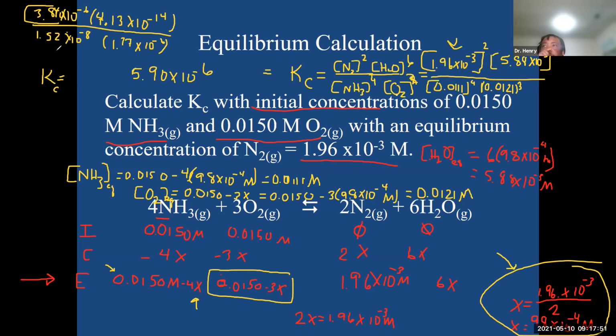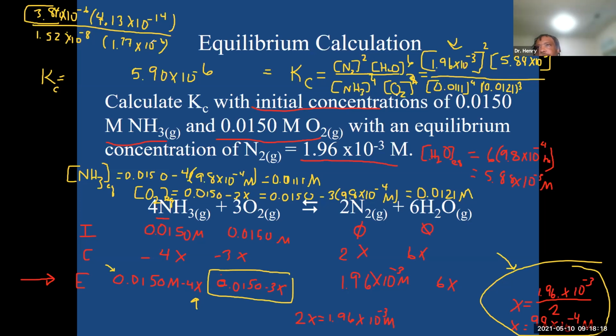15.86. Okay, now hit divide 1.52. 10.4. Okay, now hit divide 1.77. 5.89. Okay, good. Now if you look at the exponents, you have 8.